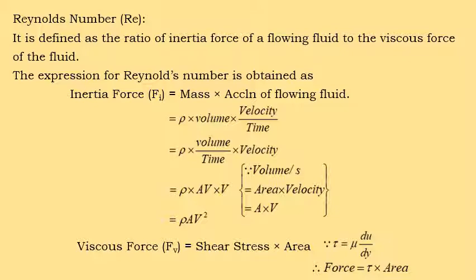Now force is given by stress into area. That means stress is given by force by area, so the force is equal to stress into area. The viscous force is equal to shear stress into area. The shear stress is given by tau into area A. Shear stress is given by mu into du by dy into area.